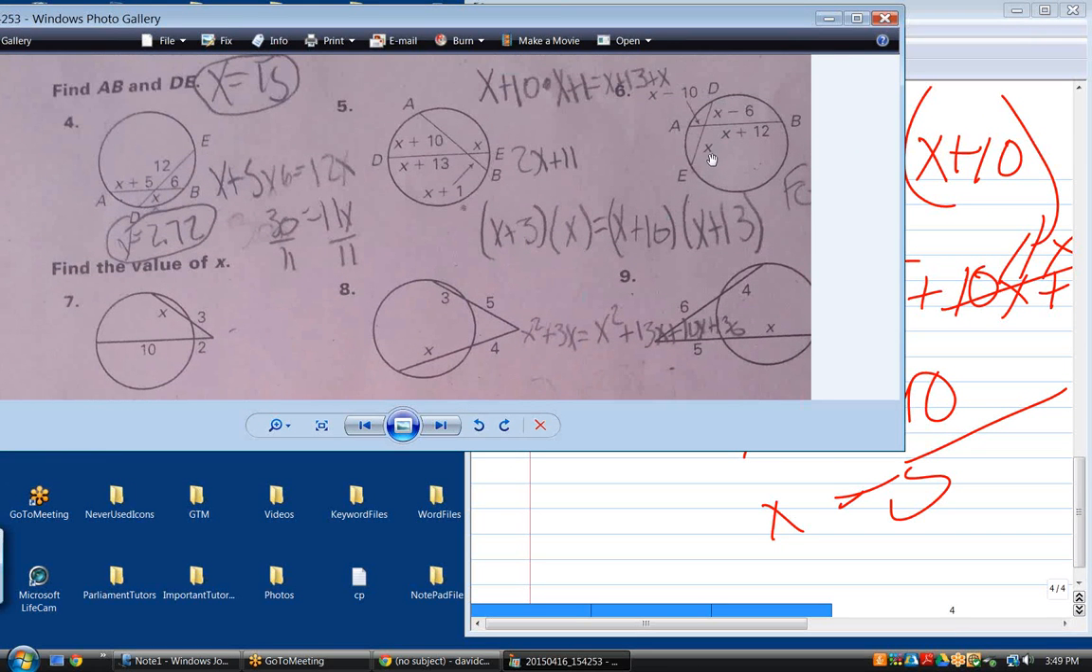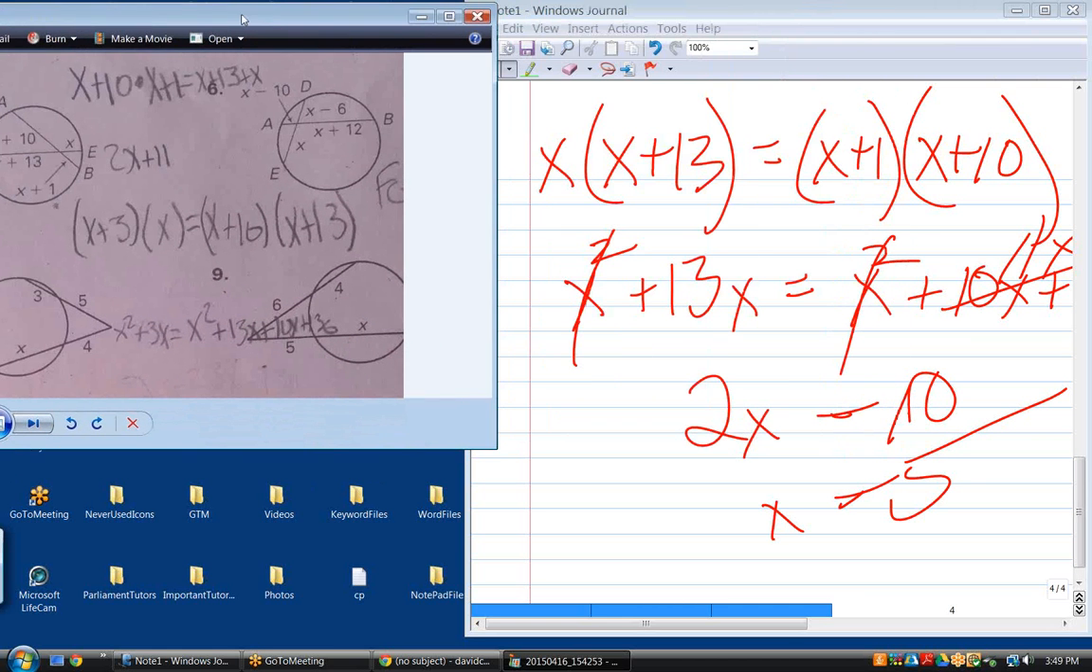This one up here, what's the equation on number 6? X times x minus 6. Okay. X times x minus 6 equals x minus 10 times x plus 12.